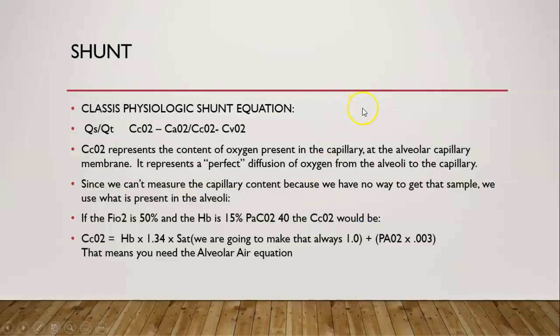Now, here is the classic physiologic shunt equation. It is the C prime O2 minus the C little a O2, divided by the C prime O2 minus the C V O2. The C prime represents the content of oxygen present in the capillaries at the alveolar capillary membrane. It represents a perfect diffusion of oxygen from the alveoli to the capillary. But we know that perfect doesn't exist, and we're getting ready to calculate that right now.